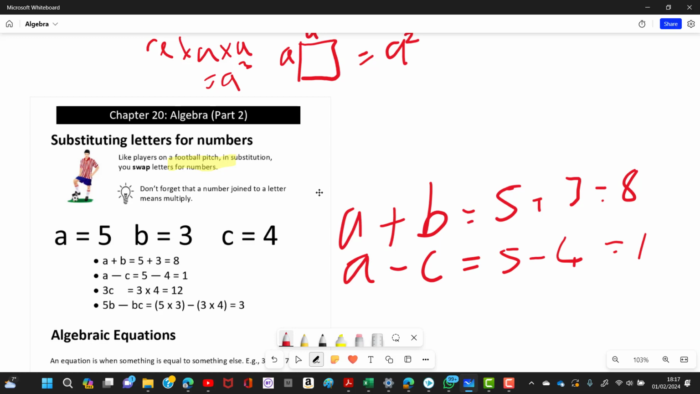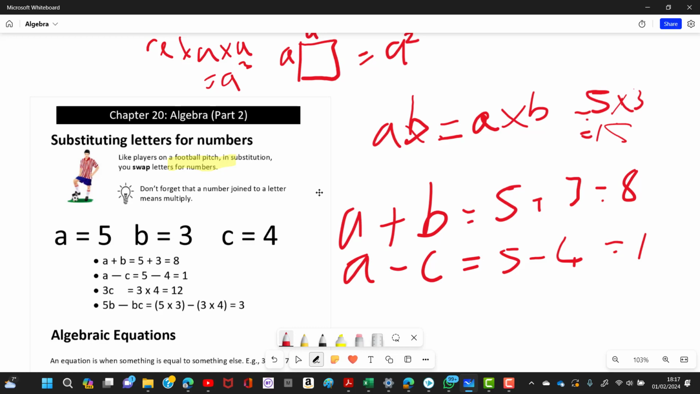Now, if you have the 2 letters joined together, remember 2 letters joined together really means there's some super glue stuck to it. So it's really A times B. If you remember super glue earlier in the example, so A times B. So A times B in this case is A is 5, B is 3. So 5 times 3 is 15. So remember these are set by the question. So they will say A is 7 or A is 9. So they'll set you that in the question.